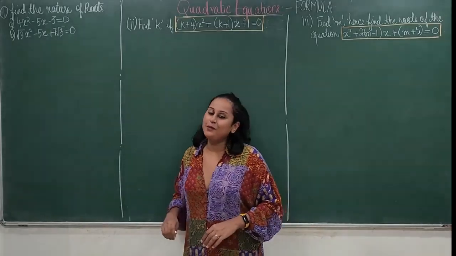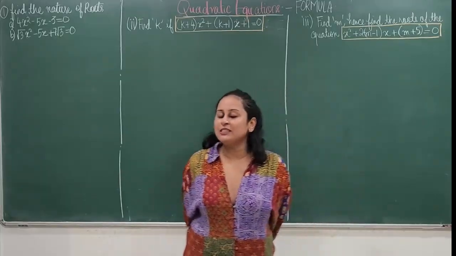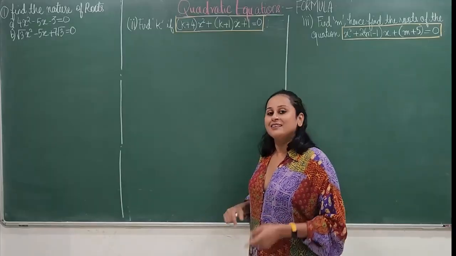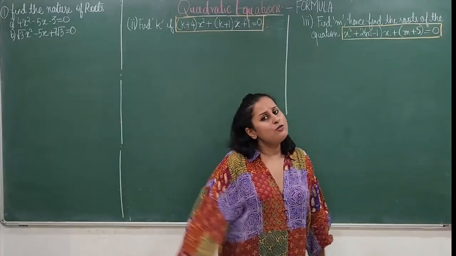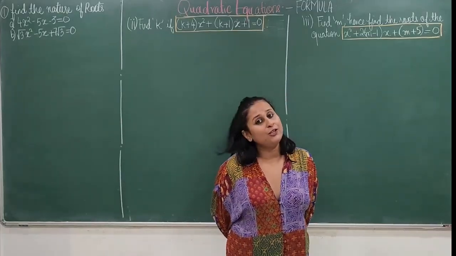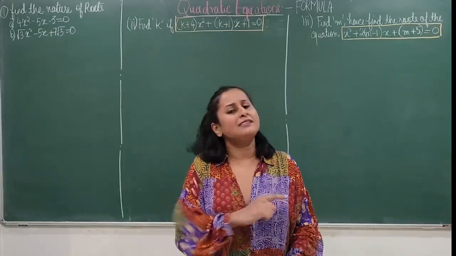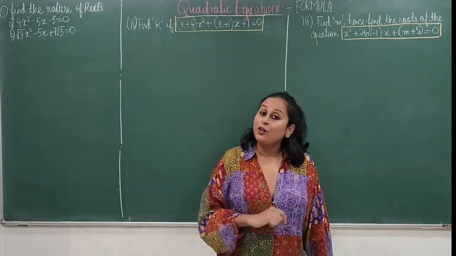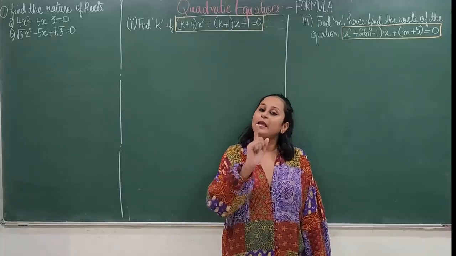Now we have come to the problems based on nature of roots. What did we discuss about nature of roots? It's the discriminant b square minus 4ac which will determine the nature of the roots. If the discriminant is equal to 0, there will be only one root, it will be real. If the discriminant b square minus 4ac is greater than 0, there will be two roots which will be unequal. And if the discriminant is less than 0, that is b square minus 4ac is less than 0, that will also have two roots. They will also be unequal, but they will not be real, they will be imaginary.